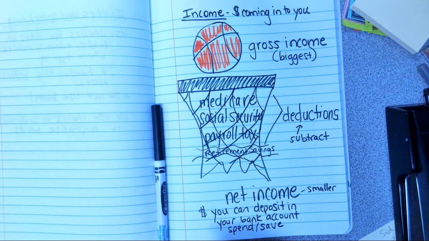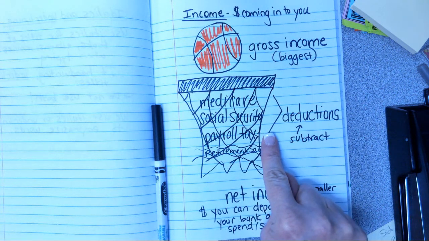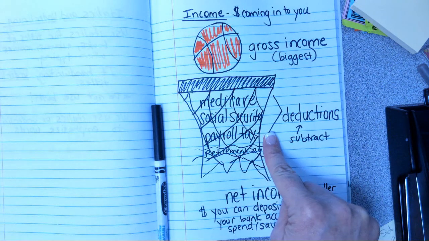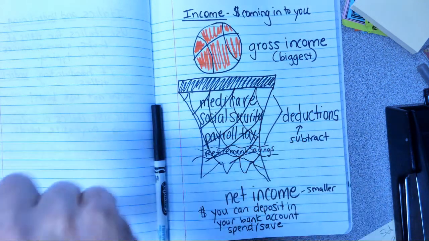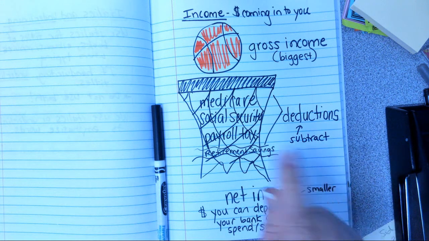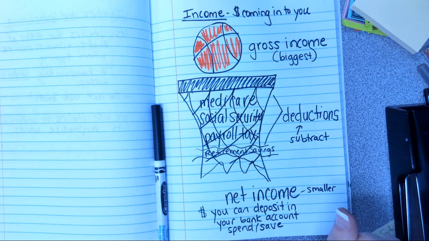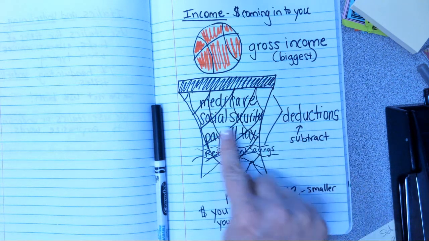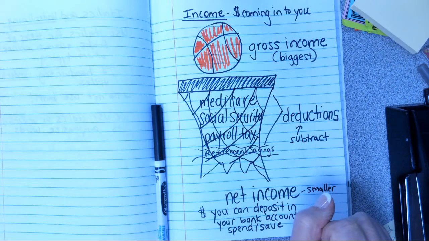You do not get to decide how much Medicare or Social Security or payroll tax you pay. It's all preset. There are rules and charts and graphs and computer models that do that for the companies when they pay the employees. Or they have employees who know how to calculate those things and know how much to subtract. The government sets those amounts. People don't get to choose what they are.